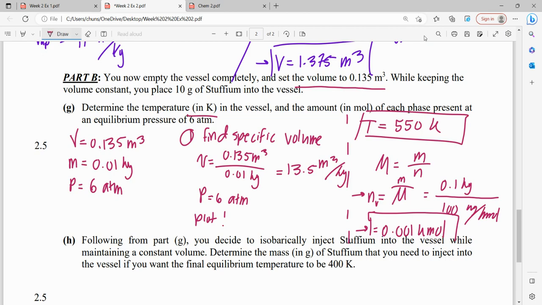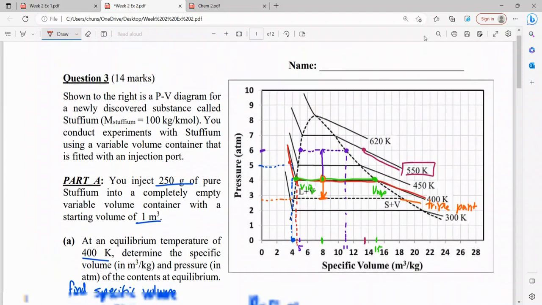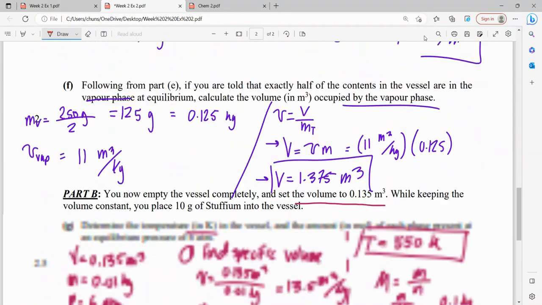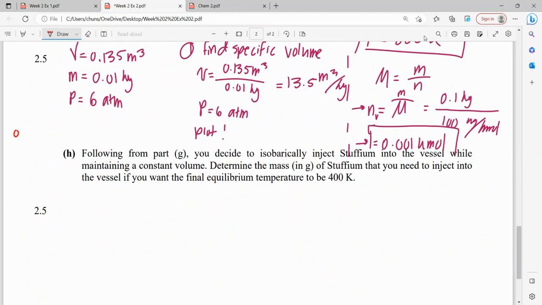And why did we only need to do it for vapor? Well, that's because in this point here, only vapor is present. So only vapor present.